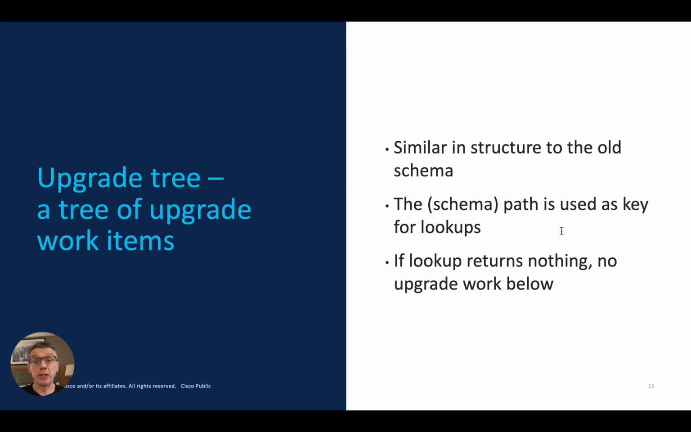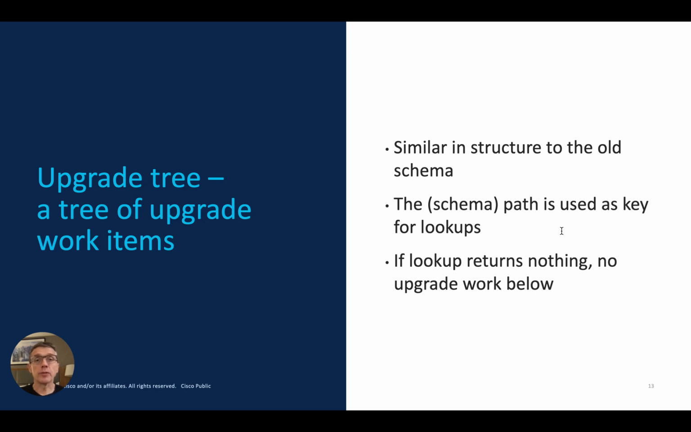Upgrade tree, a tree of upgrade items. The idea is to keep all upgrade work items in a tree, similar in structure to the old schemas. By doing this, the paths used when traversing the old configuration may be used to look up upgrade work items. The upgrade tree has the following property. A node exists in the upgrade tree if and only if there is upgrade work at or below the current node.